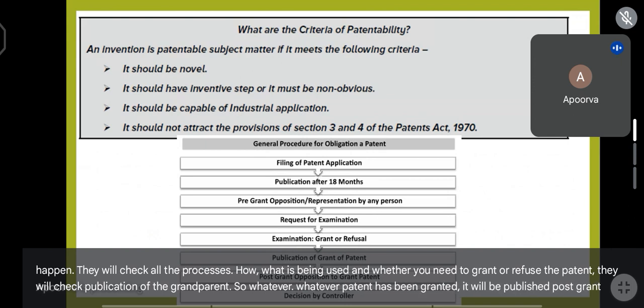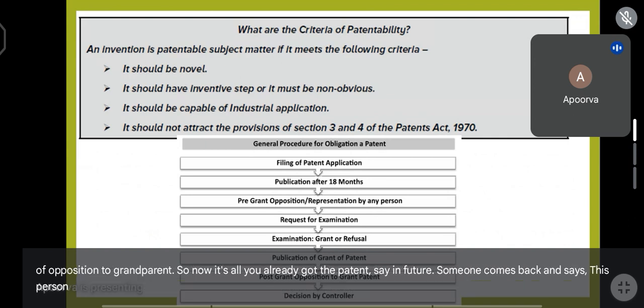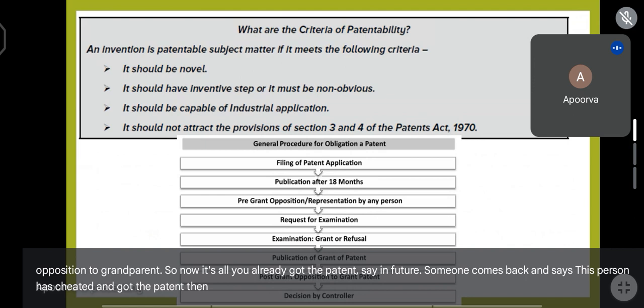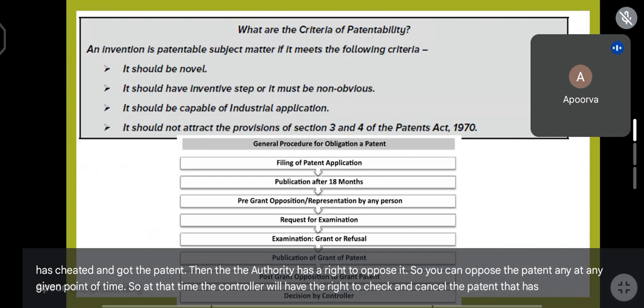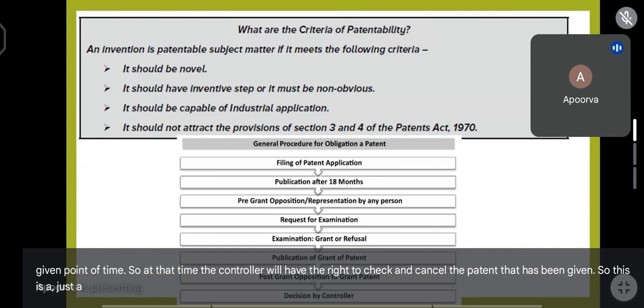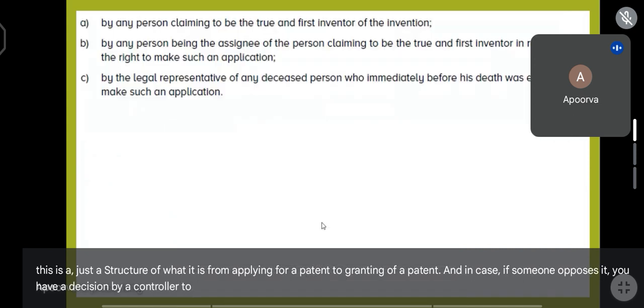Post-grant opposition to a granted patent. Now you already got the patent. Say in future someone comes back and says this person has cheated and got the patent, then the authority has a right to oppose it. So you can oppose the patent at any given point of time. At that time, the controller will have the right to check and cancel the patent that has been given. So this is just a general structure from applying for a patent to granting of a patent. And in case someone opposes it, you have a decision by a controller to cancel the particular patent.